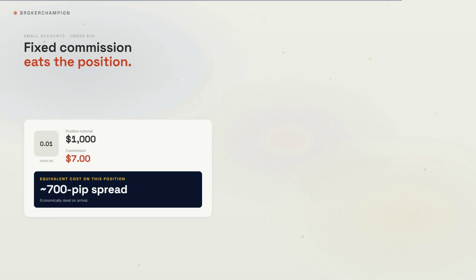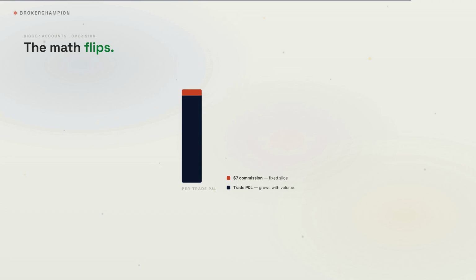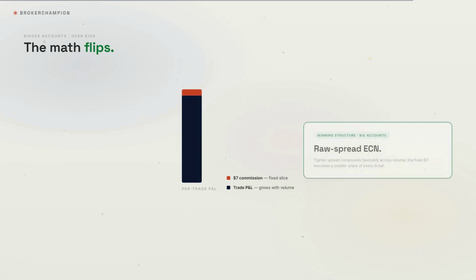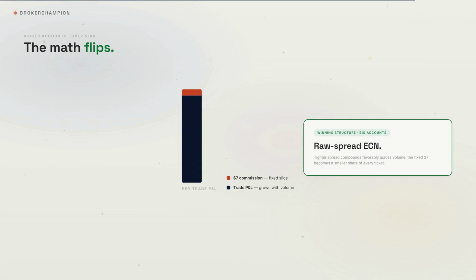For small accounts, commission-free standard structures win. Wider spread, no fixed commission per lot, micro-lot trades stay viable. Bigger accounts, over 10,000, flip the math. The raw-spread-ECN structure pulls ahead. The fixed $7 commission becomes a smaller share of each trade's P&L, and the tighter spread compounds favorably across volume.